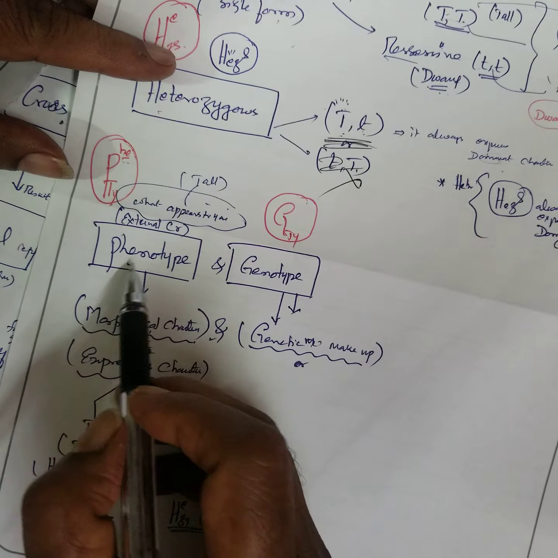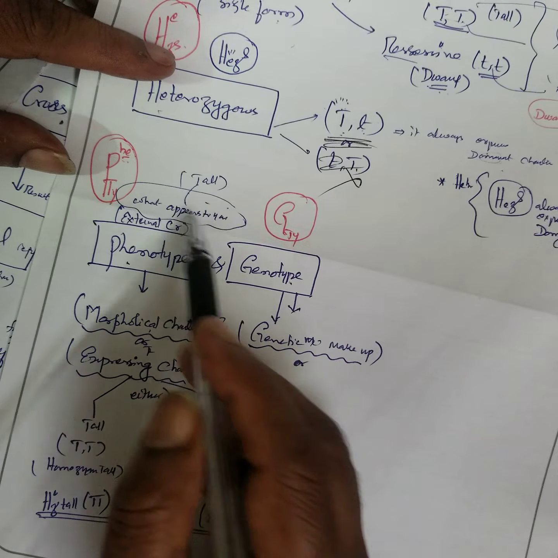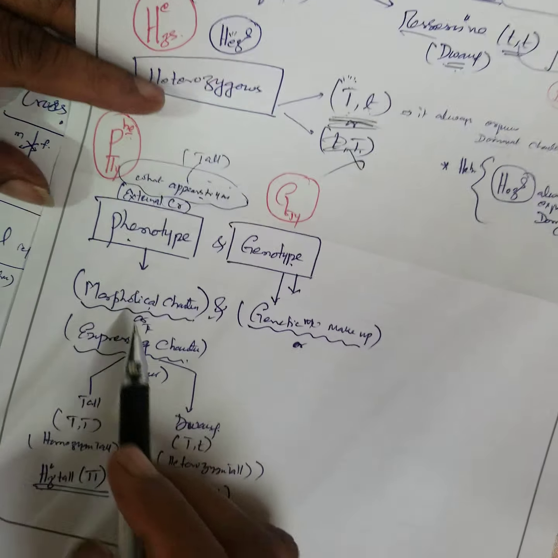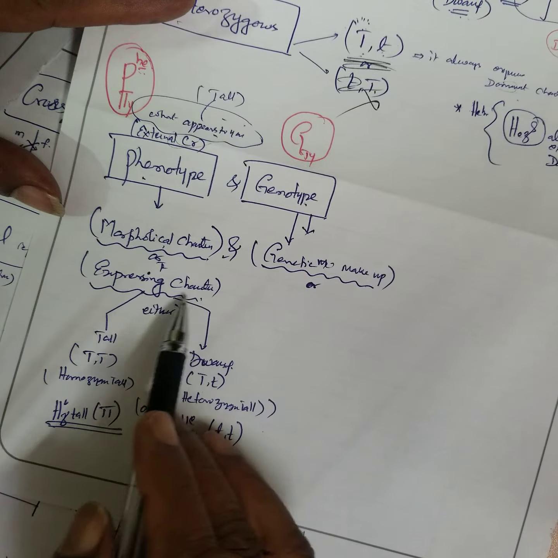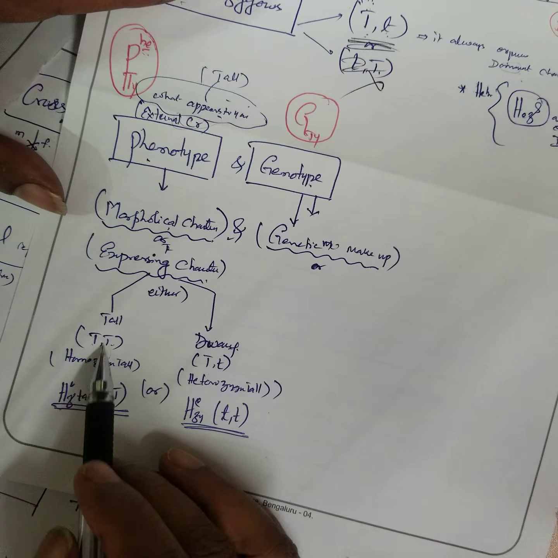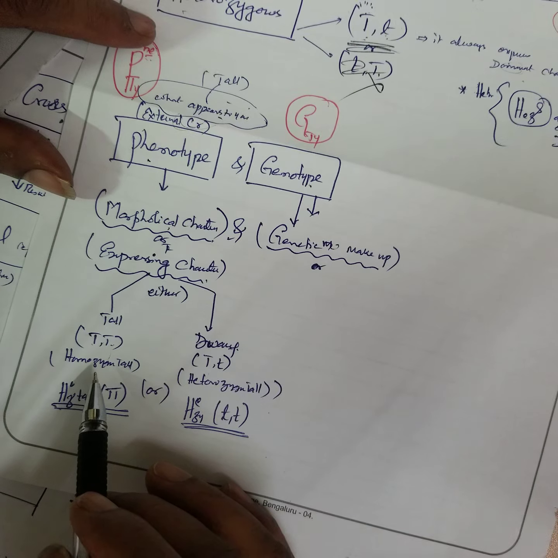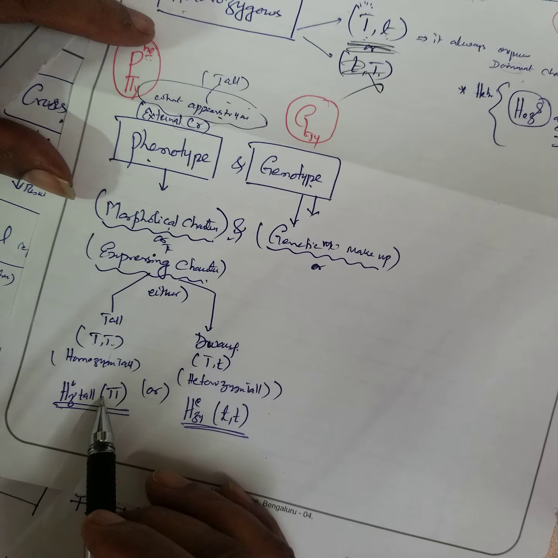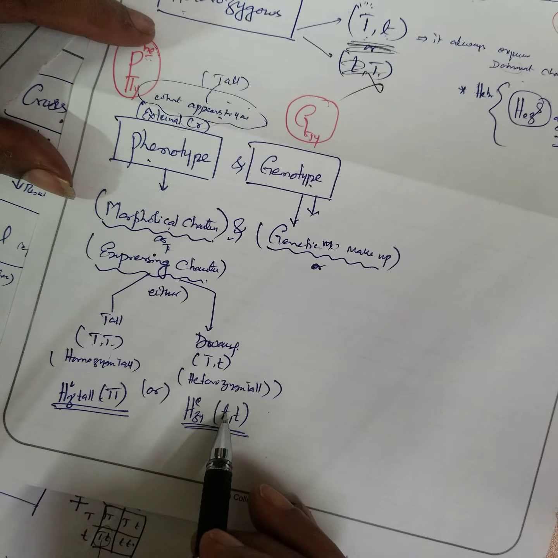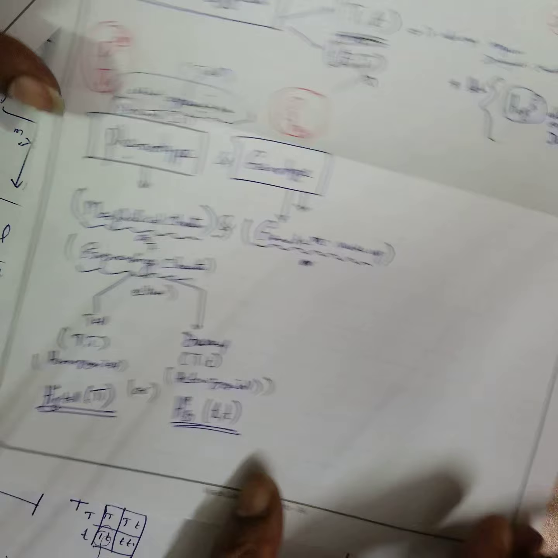Then next, phenotype and genotype. Phenotype is what you see, what it appears like, the morphological characters. It is the expressing character. This is called homozygous tall, the homozygous dwarf, like that. We stopped after that.